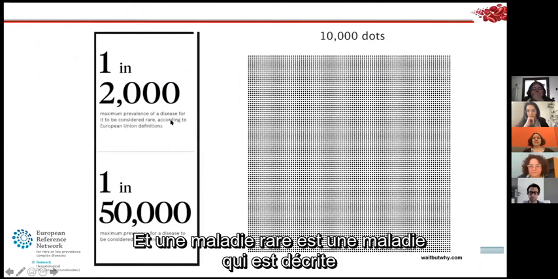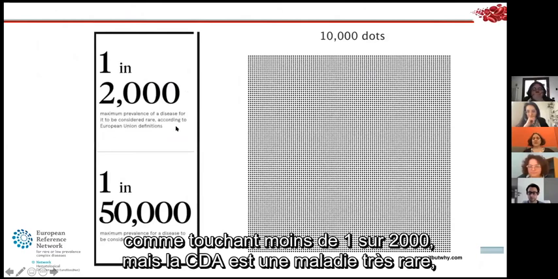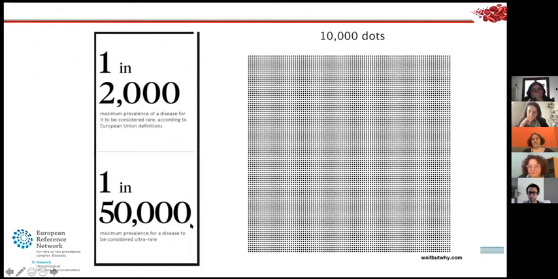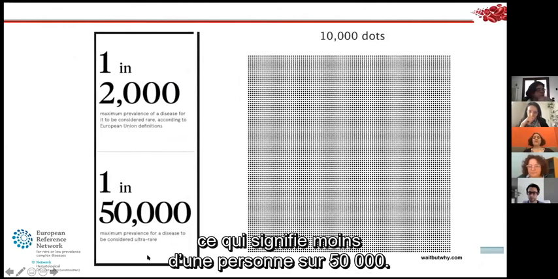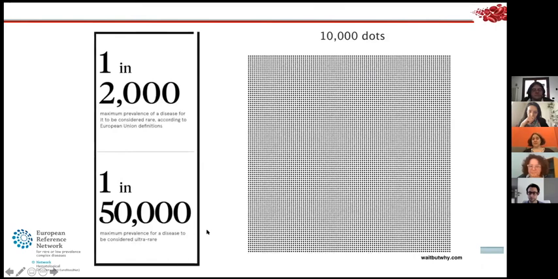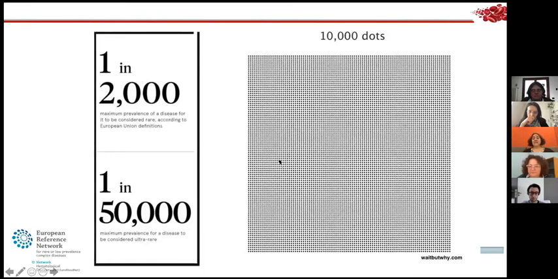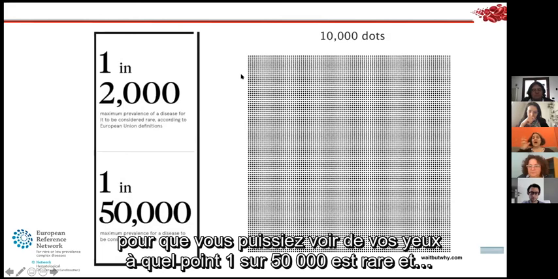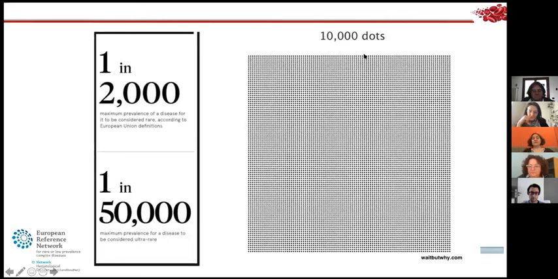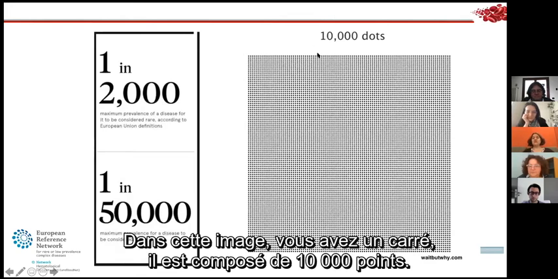A rare disease is one that's described as fewer than 1 in 2,000, but really CDA is an ultra rare disease, which means it affects fewer than 1 in 50,000 people. And just to give you an idea, I've got this little set of slides to visualize with your eyes how rare 1 in 50,000 is, or even fewer than that. So in this picture, you've got a square that's made up of 10,000 dots.